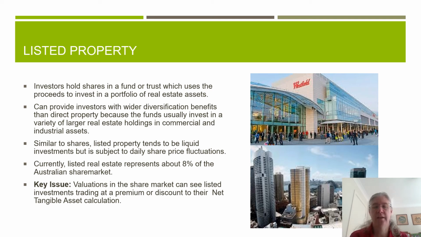So this could be really handy to be able to diversify widely. This would give you an opportunity to get into those larger properties, such as commercial and industrial ones. Listed property tends to be a liquid investment, like shares, but just like shares, the price can go up and down. Currently, we've got listed real estate representing about 8% of the share market.